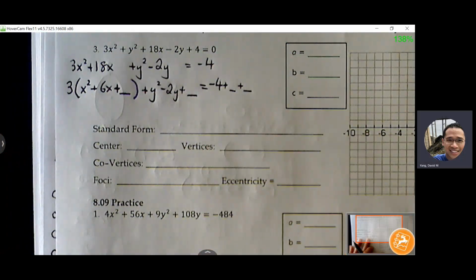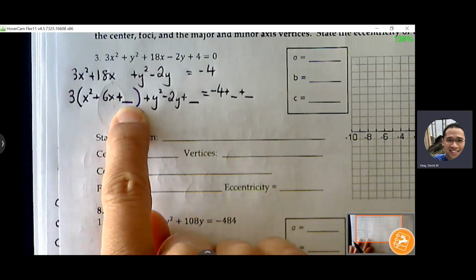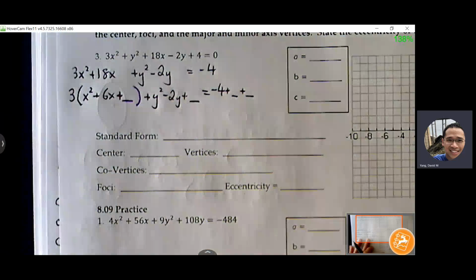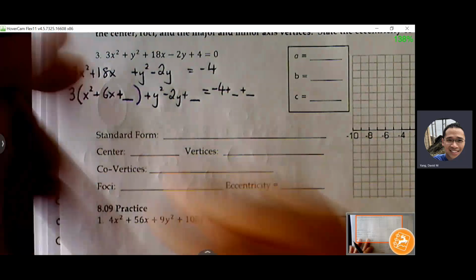Okay, so just like before, we're going to complete the square, but there's something additional that we got to keep track of. Okay, the first b/2 squared, what goes inside this space? Yep, 6/2 is 3, 3 squared is 9. So 9 goes here.